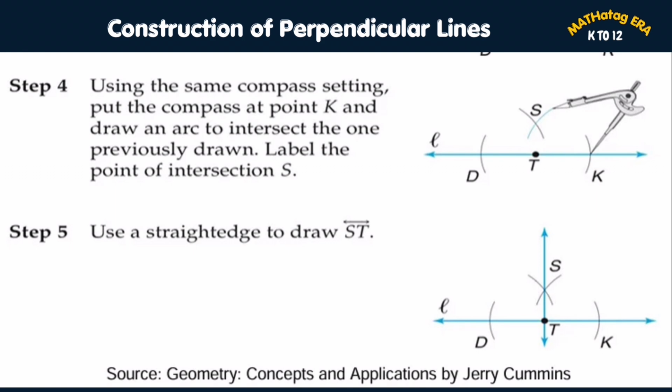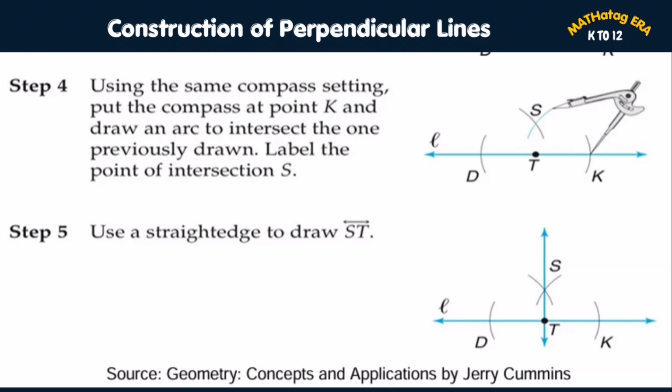Step 5. Using straight edge or ruler, you're going to connect the points S and T. The line ST is the perpendicular to line L. Therefore, ang ST ay perpendicular to line L. Congratulations! You have successfully constructed a perpendicular line.